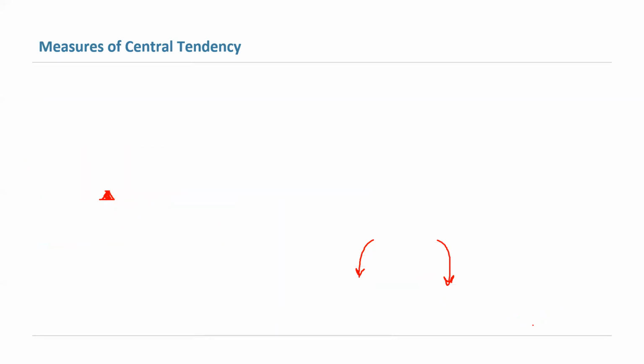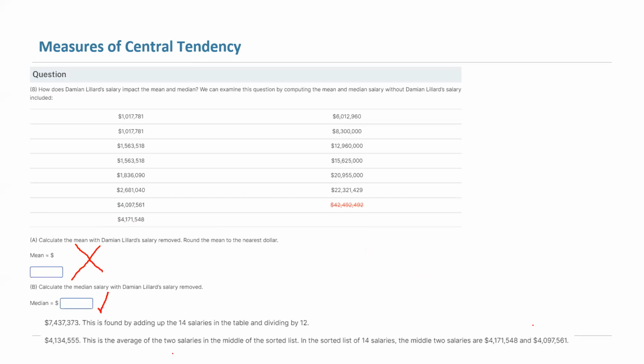As you remember from the previous measures of central tendency, we saw that since the data is highly skewed, we don't use the mean. We're going to use the median to represent the center of the data.